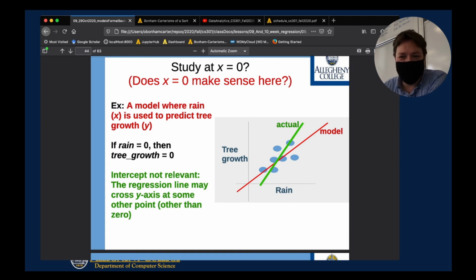And so here the red model, where the line goes through x equals 0, y equals 0, may not make much sense, because you never expect that to happen in reality, where there is zero rain and growth. In other words, you have rain and then you have growth.